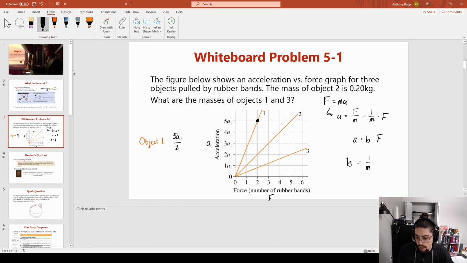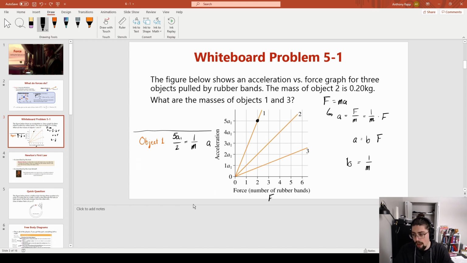So that's fantastic. That would tell us what our mass would be. The slope should equal the inverse of the mass. B is equal to 1 over m. Except, what is A1? I don't know. What we have to do here is we have to actually go to the only other object that we actually know. Object 2 is going to be essentially our calibrator for this graph. That's going to relate these values together.